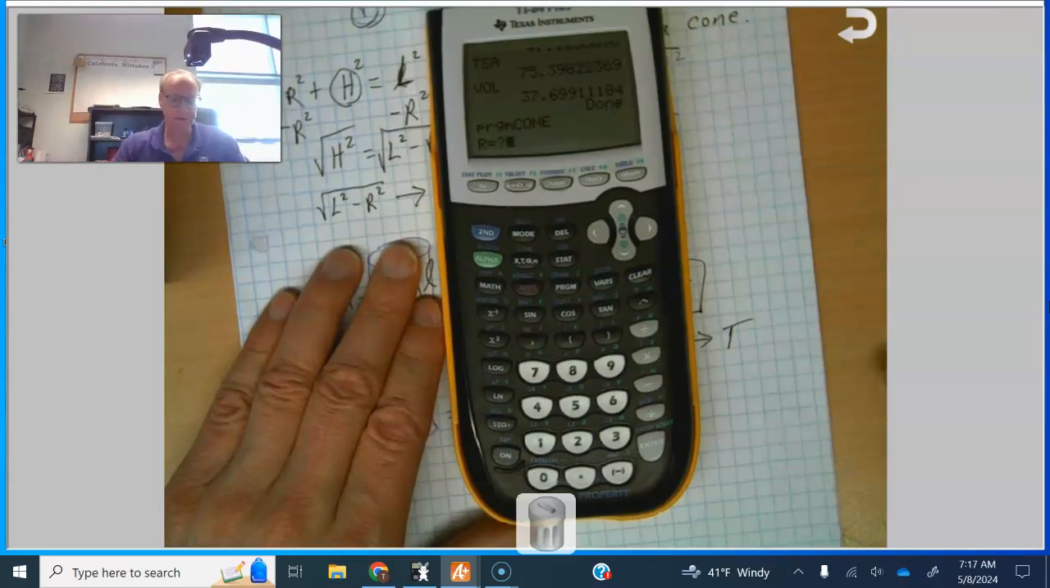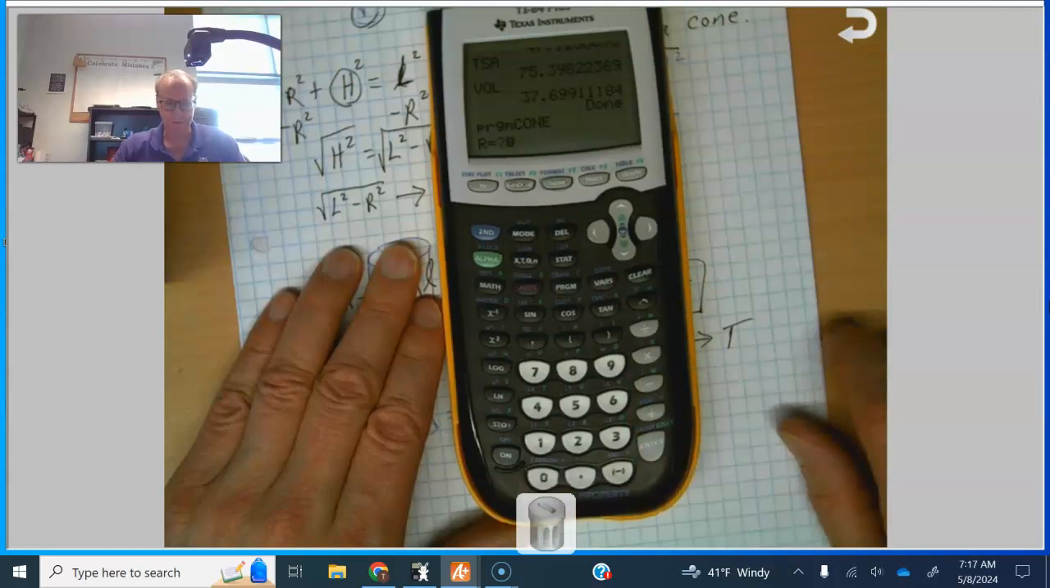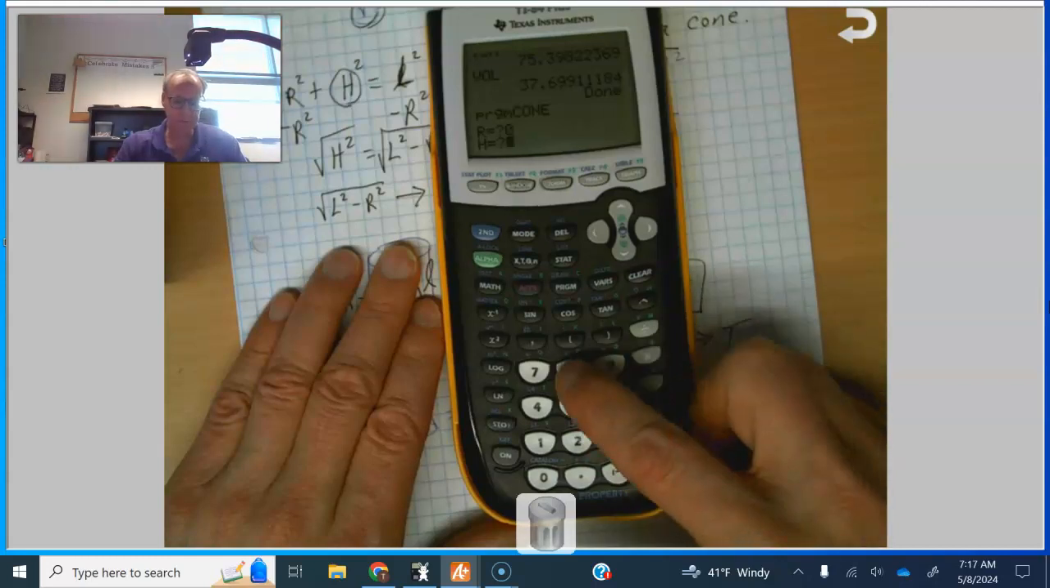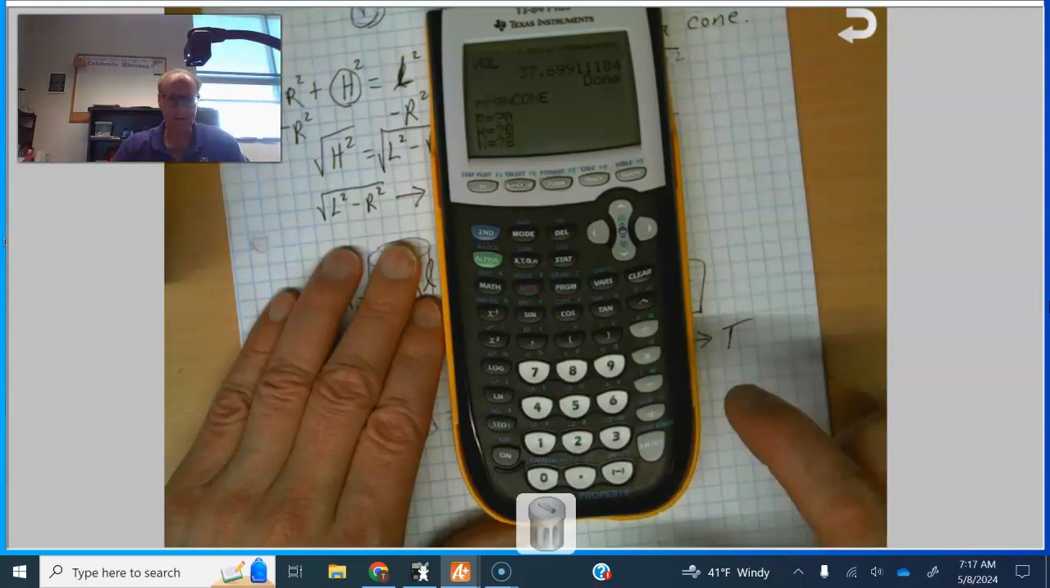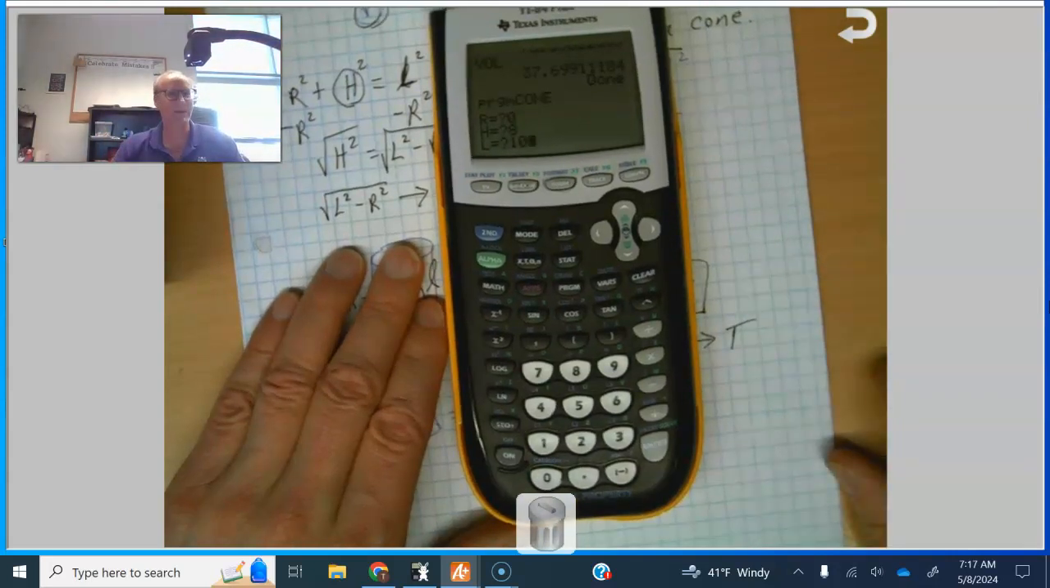So this time the radius is unknown, so 0 for the radius. The height is going to be 8, and my slant height is going to be 10. Now it's going to calculate my radius, which is 6, because 6, 8, 10 is a special right triangle. And then it's going to calculate my lateral surface area, my total surface area, and my volume. And let's see what it does.